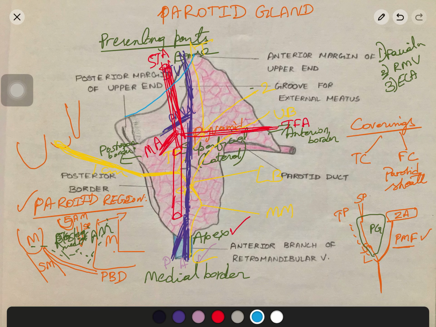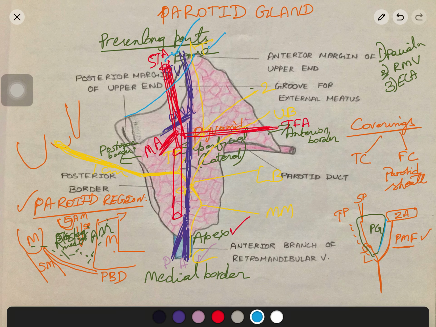Now base. Base is concave, and it is related to what is the upper boundary of the parotid region? External acoustic meatus. So it is related to the external acoustic meatus. Structures passing through the base or upper surface are the temporal branch of the facial nerve and the superficial temporal vessels, artery and vein, and the auriculotemporal nerve also, which carries the postganglionic sympathetic fibers. That will also be related to the base.